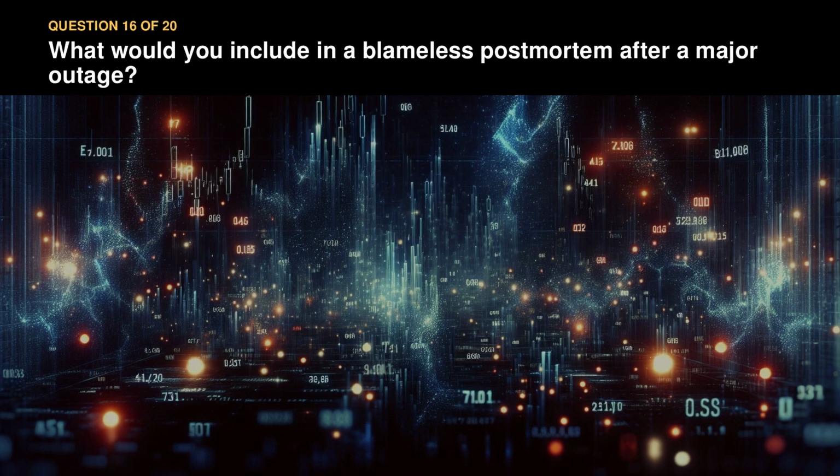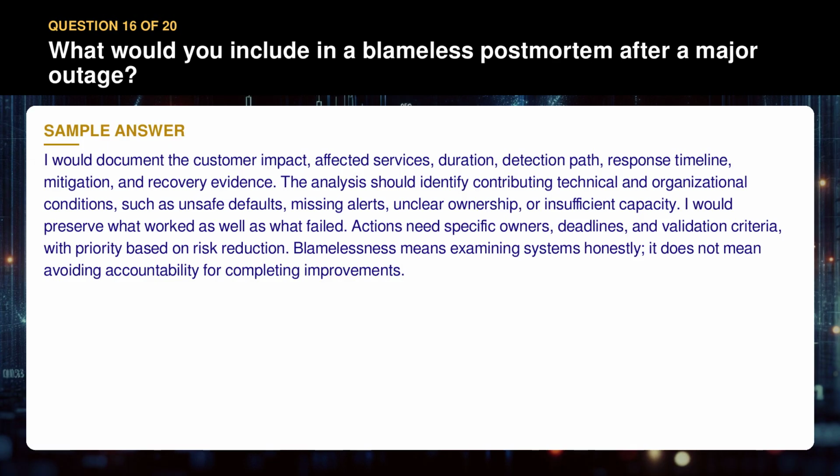Question 16. What would you include in a blameless postmortem after a major outage? I would document the customer impact, affected services, duration, detection path, response timeline, mitigation, and recovery evidence. The analysis should identify contributing technical and organizational conditions, such as unsafe defaults, missing alerts, unclear ownership, or insufficient capacity. I would preserve what worked as well as what failed. Actions need specific owners, deadlines, and validation criteria, with priority based on risk reduction.